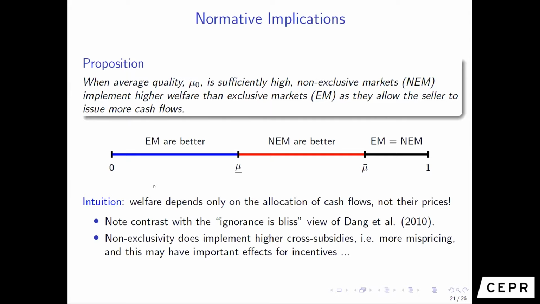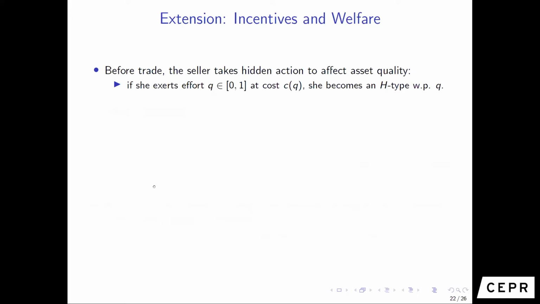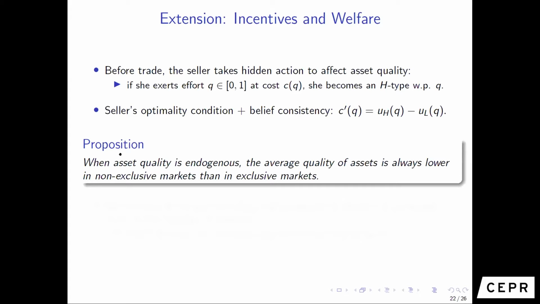So we have this short extension where we allow the seller ex ante to exert effort q at some cost c(q) to become a high type with probability q. So here the more effort she puts in, the more likely she gets a high quality asset. And it's very simple. Basically, your incentives to put in effort are related to the payoff gap between holding a good and a bad asset. And because there is more mispricing in non-exclusive markets, this gap is always lower in non-exclusive markets, in any equilibrium. So another result we think is interesting is that when you endogenize asset quality, then the average quality of assets is always lower in non-exclusive markets than in exclusive markets, okay?